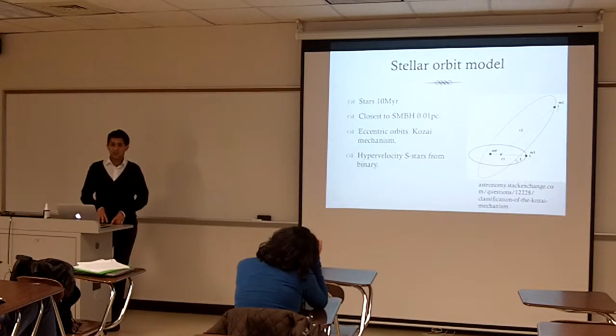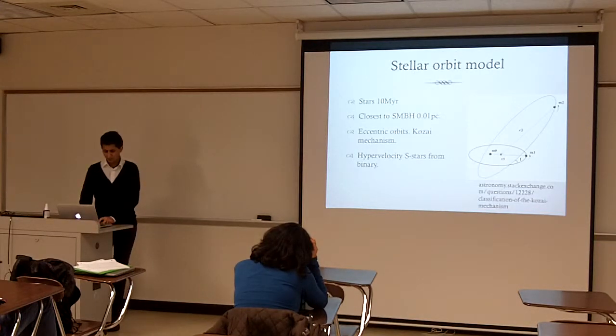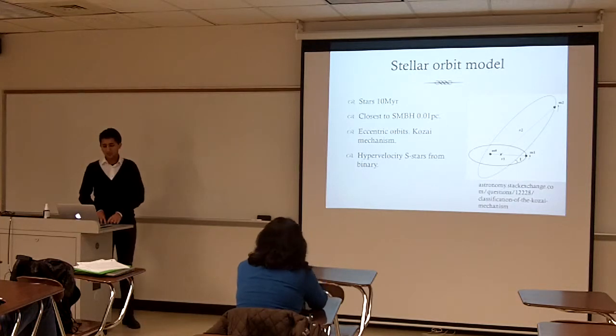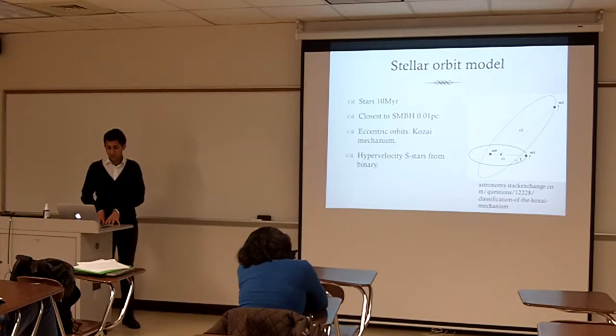And all these stars have an age of 10 million years, with really close orbits near the supermassive black hole, which is 0.01 parsec. So for these stars, they use the model called the Kozai mechanism, for binary stars.